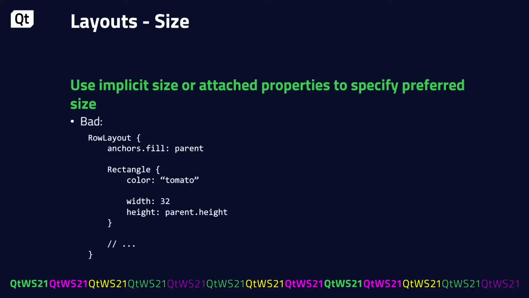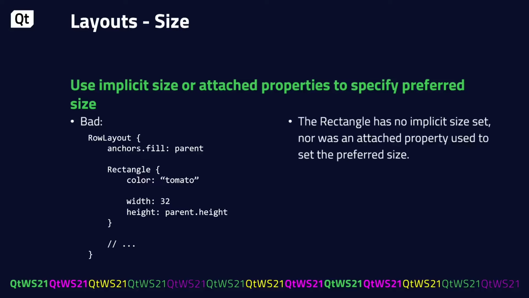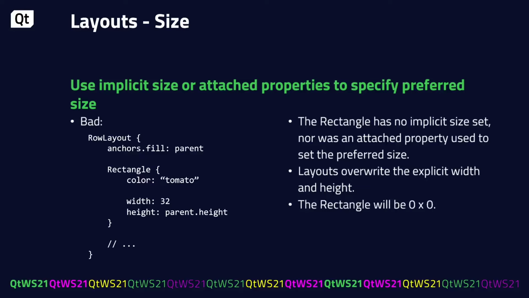So here we have an example of what you don't want to do. We have a rectangle within a row layout, and we're setting the width explicitly to 32 and also binding the height explicitly to parent.height. So the rectangle has no implicit size set, and an attached property wasn't used to set the preferred size. So what happens is that the layout will overwrite the explicit width and height, and the rectangle will be 0 by 0.